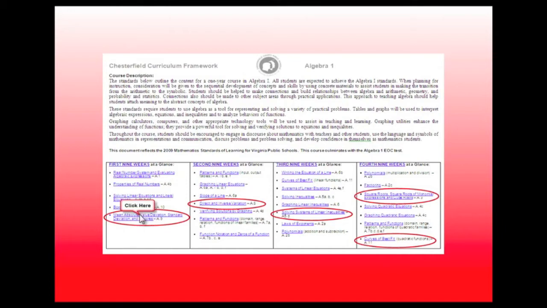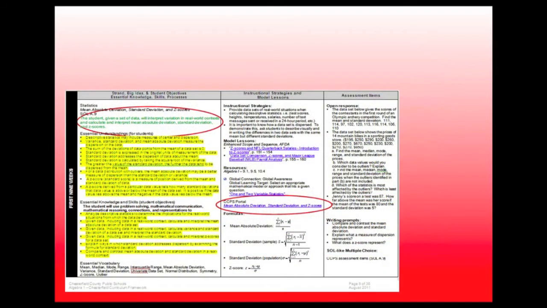The hyperlink sends the viewer directly to that page in the framework. All information listed in the first column is stated directly from the VDOE frameworks. The SOL standard, essential understandings, and essential knowledge and skills.